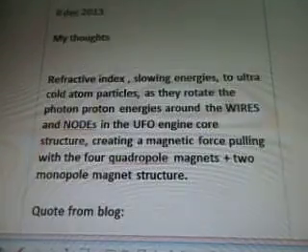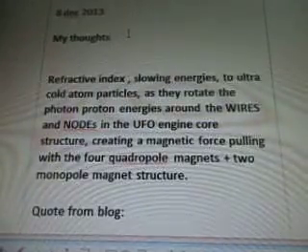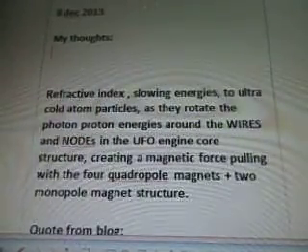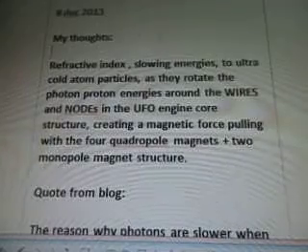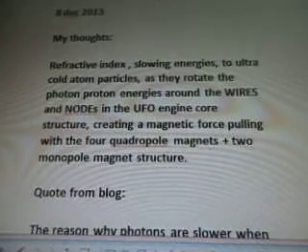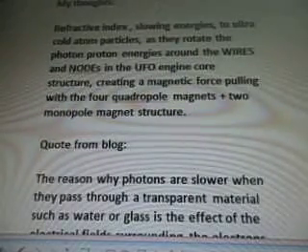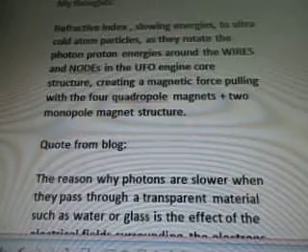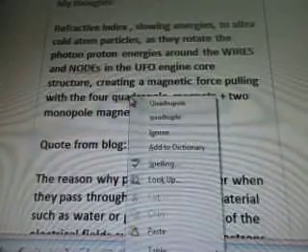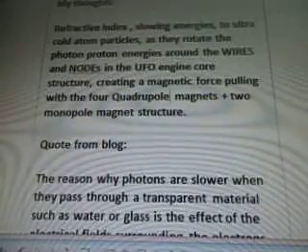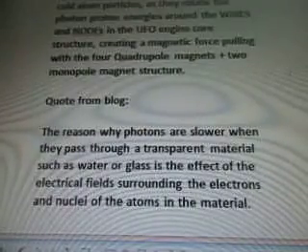My thoughts: refractive index, slowing energies to ultra cold atom particles as they rotate the proton energies around the wires and nodes in the UFO engine core structure, creating a magnetic force pulling with the four quadrupole magnets plus two monopole magnet structures.